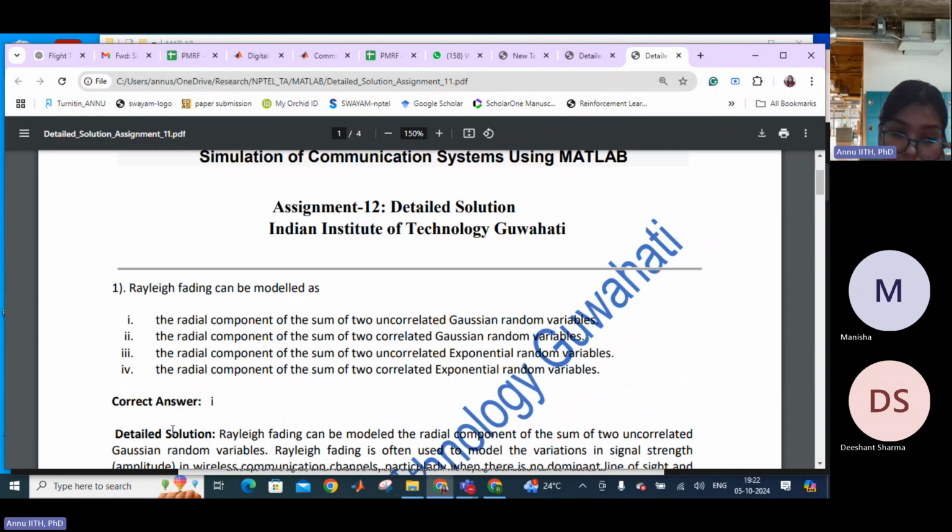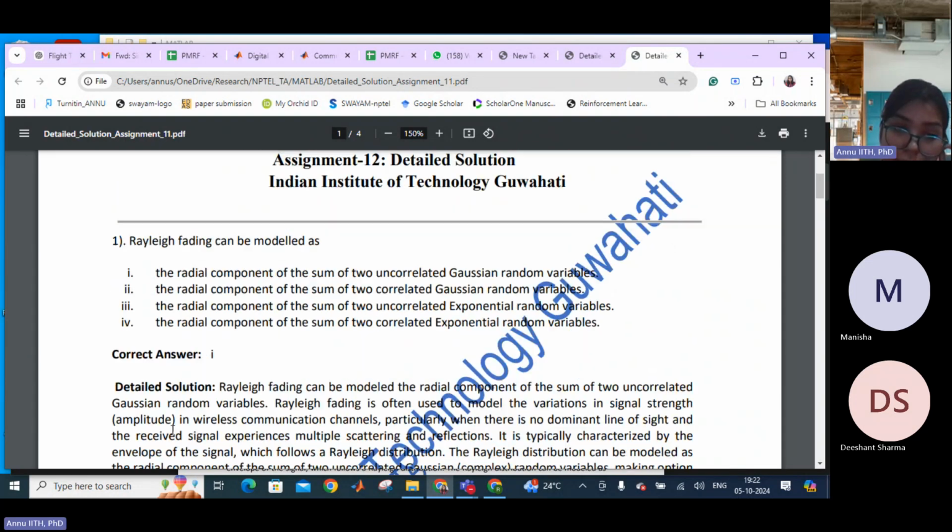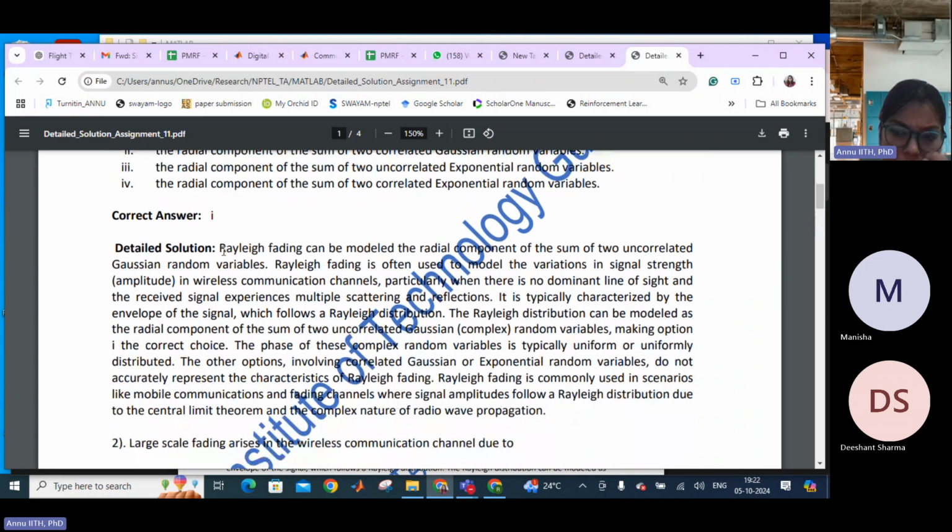Again, if you want to see the detailed solution: Rayleigh fading can be modeled as the radial component of the sum of two uncorrelated Gaussian random variables. Rayleigh fading is often used to model the variations in signal strength or amplitude in wireless communication channels, particularly when there is no dominant line of sight and the received signal experiences multiple scattering and reflections. It is typically characterized by the envelope of the signal, which follows a Rayleigh distribution.